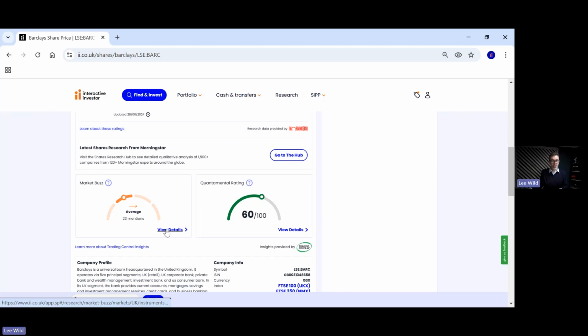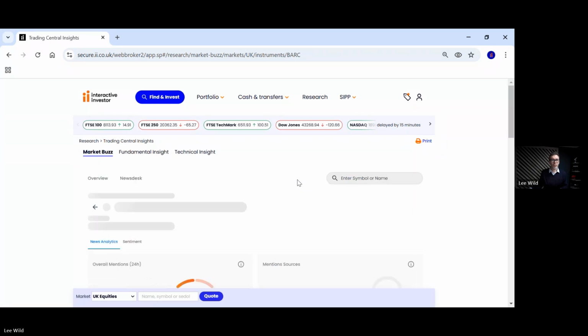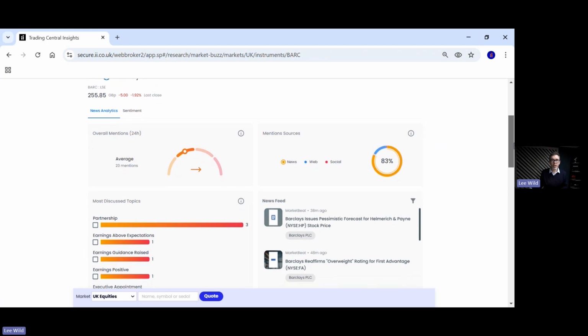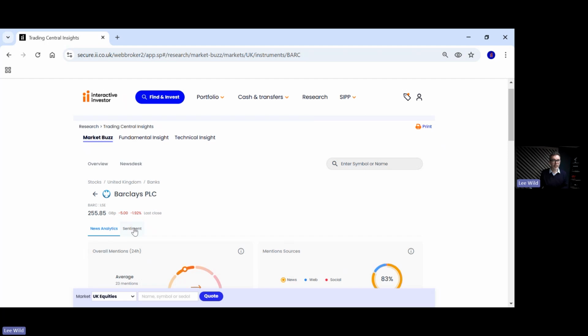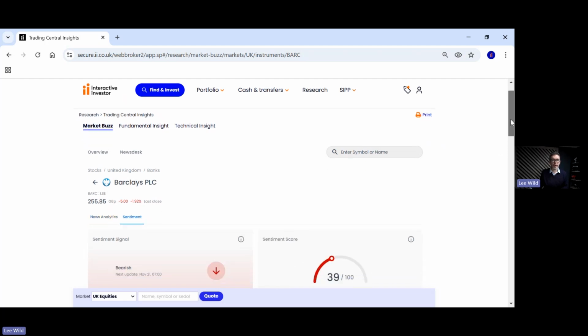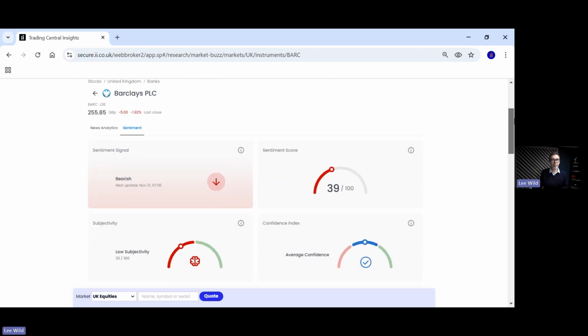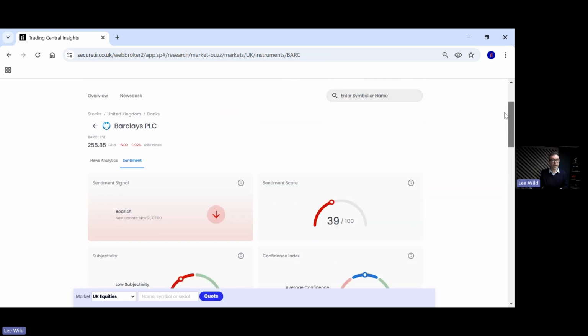Again, you can view the details, which takes you through to the Barclays page. Again, you've got mentions, you've got sources, all the things that we saw previously when I clicked through discuss topics, and again, sentiment there too. And that's all for Barclays. So you can use that find and invest field at the top, and you can pick any company you like, and you'll get the same readout there.